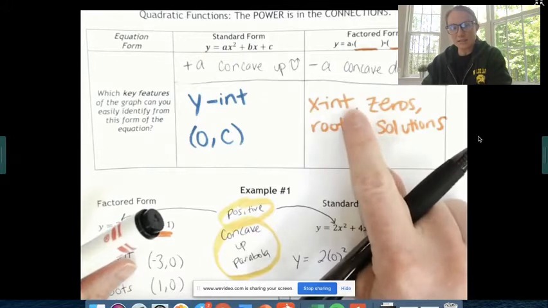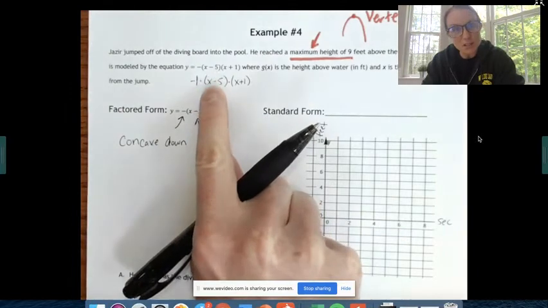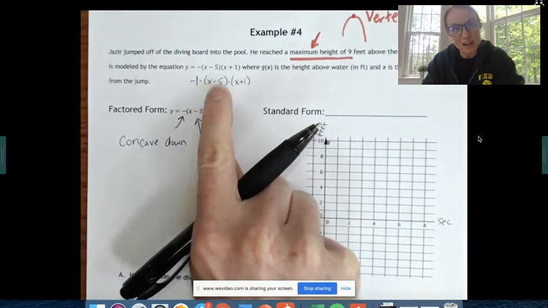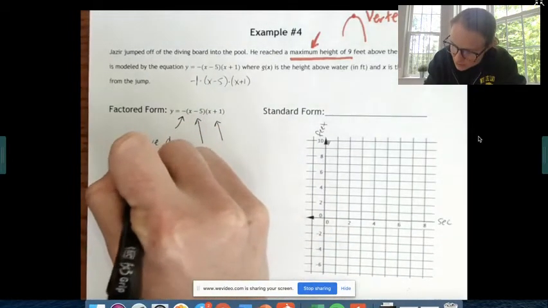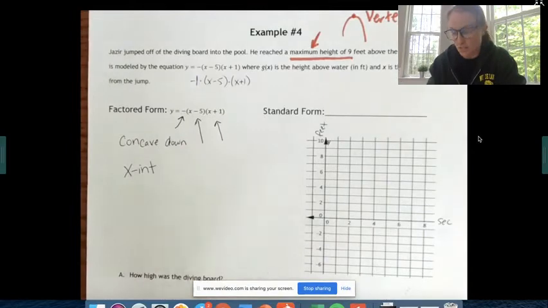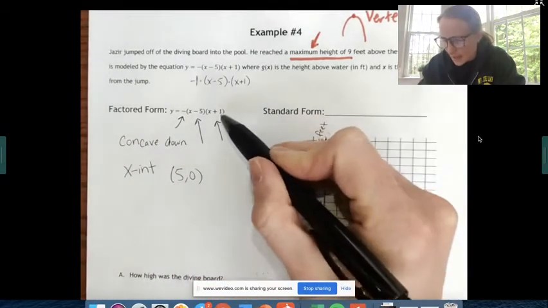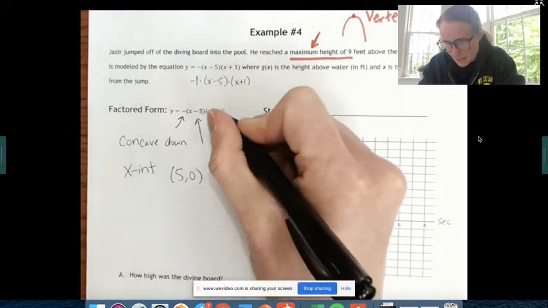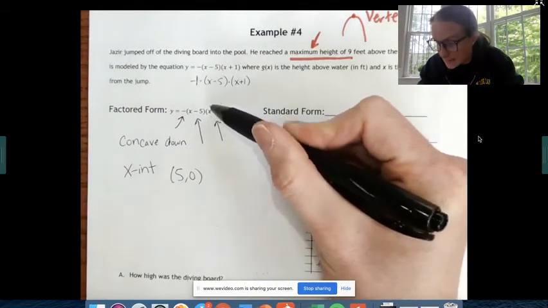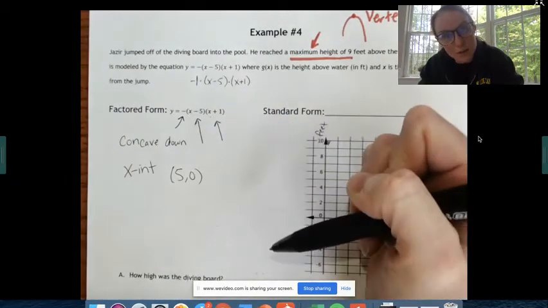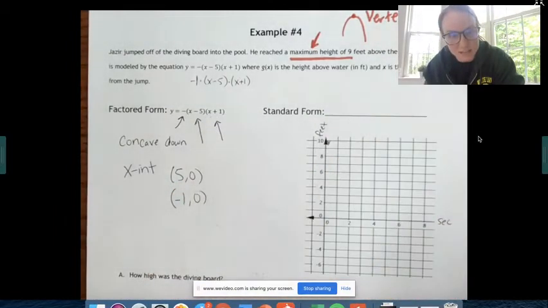All right, so let's take a look. The x-intercept from this factor is going to be 5, because 5 minus 5 will give you 0. Remember, x-intercepts are the same thing as roots, zeros, solutions. X-intercept is going to be at 5, 0. And over here, this x-intercept, what number will make this factor 0? It's -1. -1 plus 1 is going to give you 0. It's always going to be the opposite of the signs you see here.